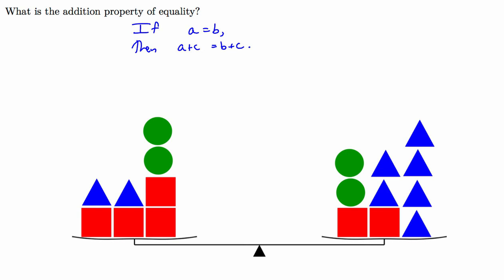We do want to remember that subtraction is a form of addition. So while we write this and call this the addition property of equality, it does also allow us to subtract or remove the same value from both sides of the equation.